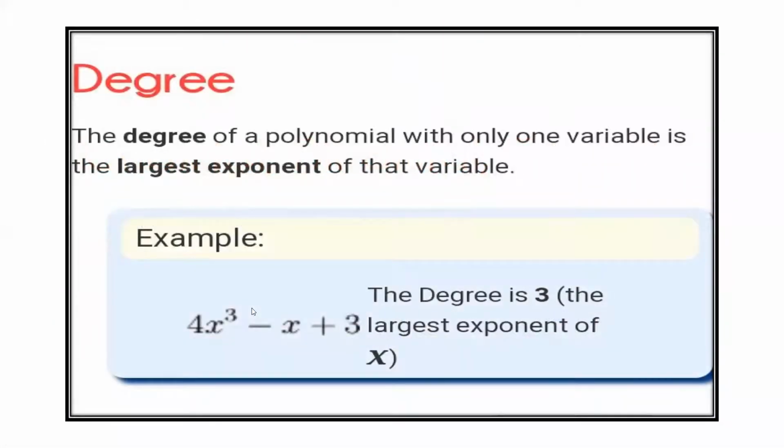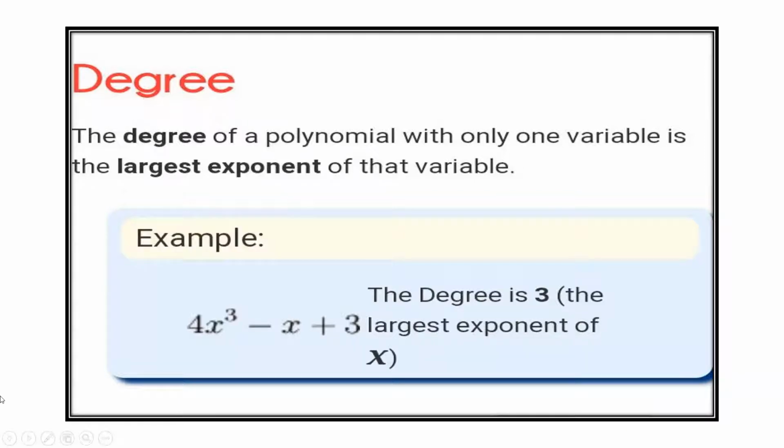Now, degree of polynomial. The degree of a polynomial with one variable is the largest exponent of that variable. Now look at this example. If we talk about degree, here we can see x power 3 minus x plus 3. So here the degree is 3. The degree of the polynomial with one variable is the largest exponent of that variable. Largest exponent means largest power.